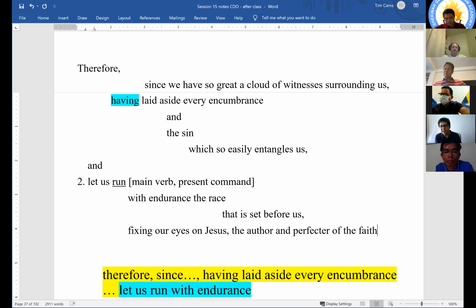The embodiment of it. That's a great word. The embodiment of it, the perfect example of what it should be. He's the chief example of faith, and he's the embodiment of faith.